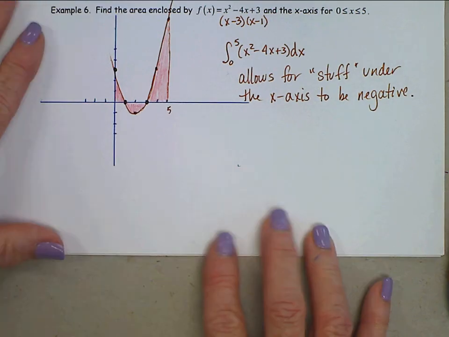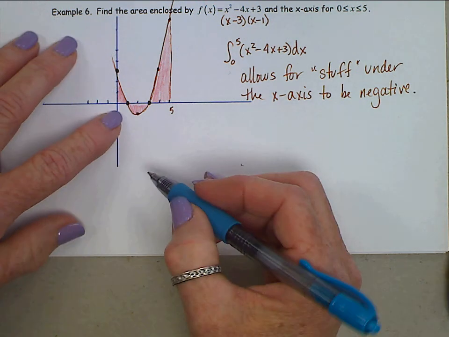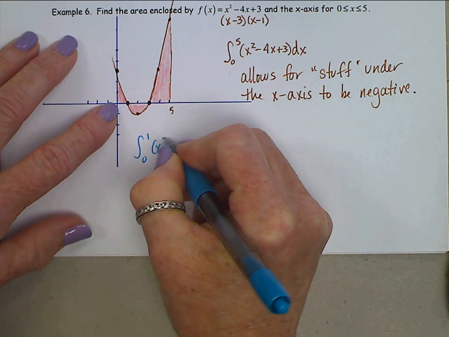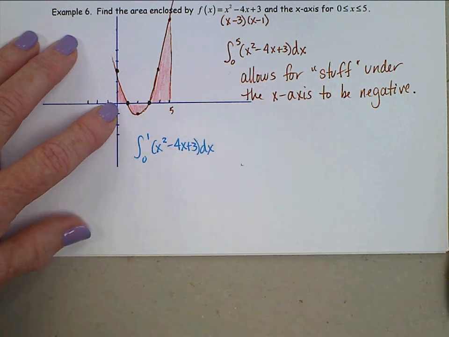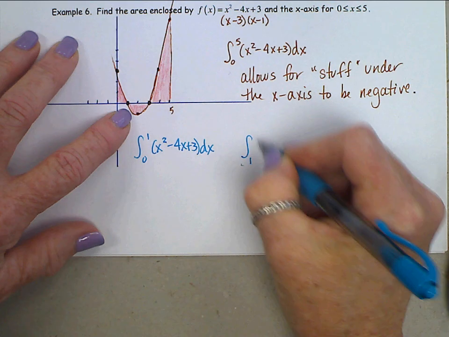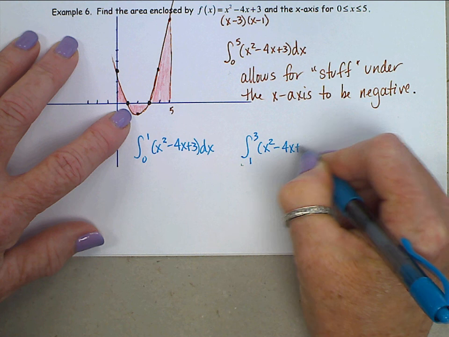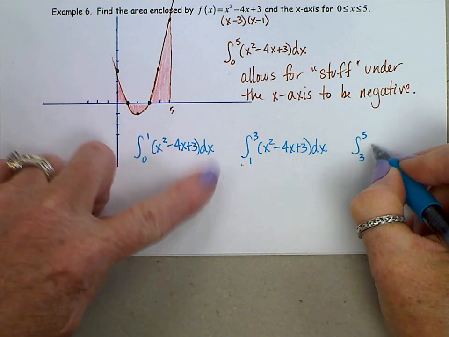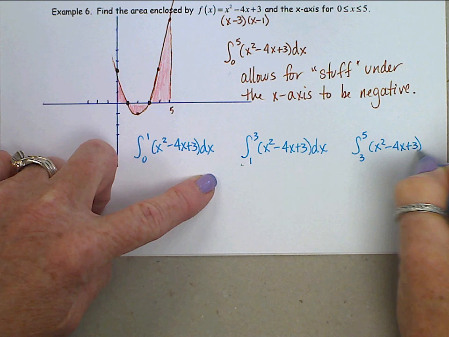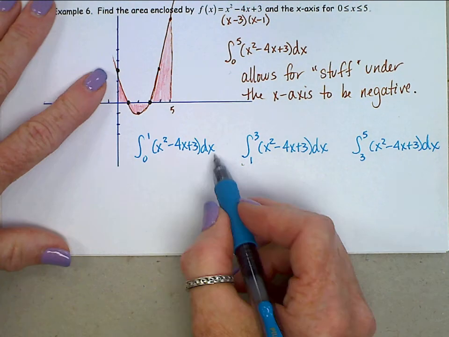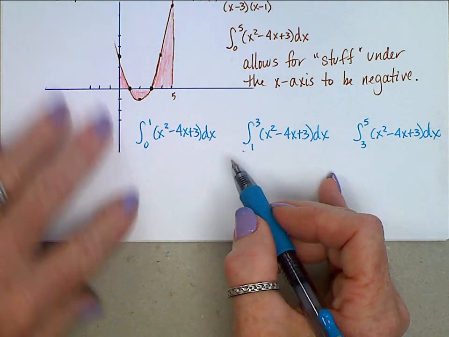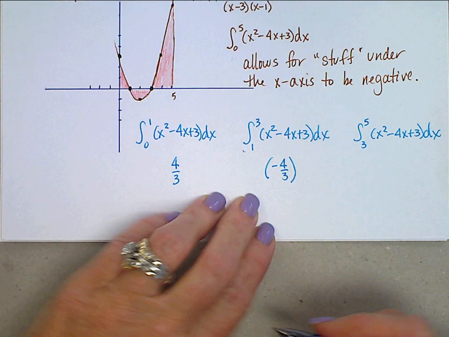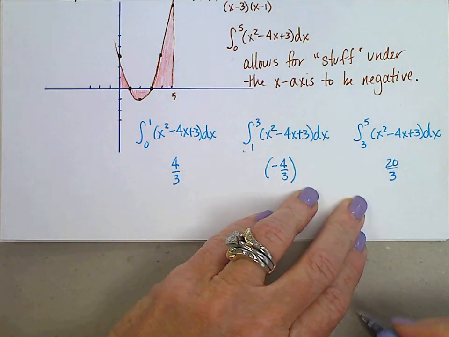We are going to have to break this up into 3 separate integrals, and we'll have to do the integral from 0 to 1 of x squared minus 4x plus 3 dx. We also have to do that integral from 1 to 3. And finally, the last section, the integral from 3 to 5 of x squared minus 4x plus 3 dx. When you zap these integrals in your calculator using that fnInt, you will get 4/3 out of this one, a -4/3 out of this one, and a +20/3 out of this one.